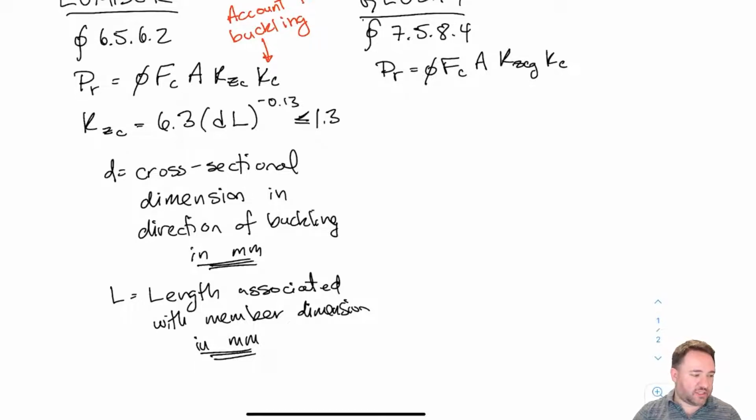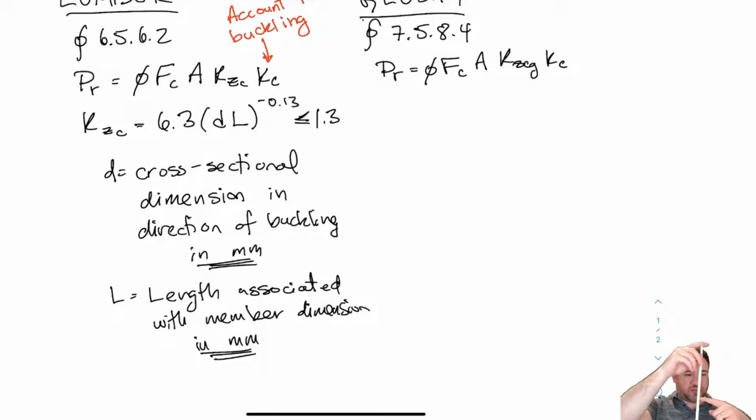Now, length here is a total length associated with the member dimension, and that member dimension is D. So if I'm saying that I have buckling in this direction, then it's this total length, bottom to top, that I'm going to use for buckling in that direction, if that's the buckling mode I'm talking about. We're going to talk about those buckling modes in a second when we calculate effective length, but this is not the effective length, it is the length of buckling.